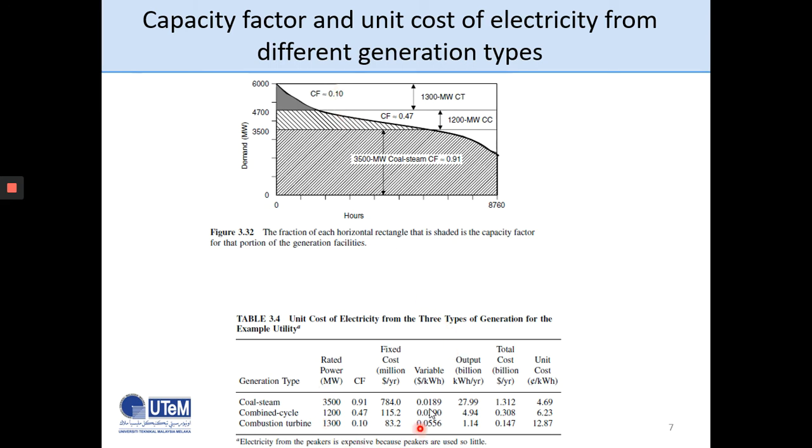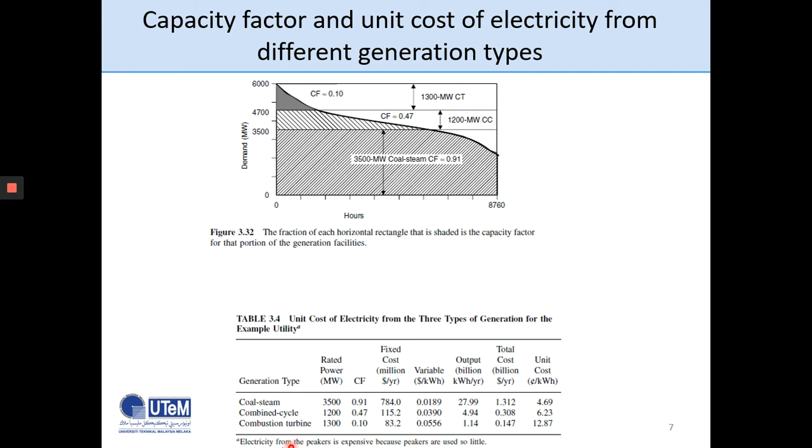So in terms of cost, of course, for coal steam, the total overall cost is going to be the cheapest. As we can see here, the unit cost, because we generate a lot, the cost per kilowatt hour is going to be only 4.69 cents if we assume the following conditions. But for the combustion turbine, because it's a peaking plant, we need to have it prepared throughout the year, but we only use it for a short period of time. So the cost per kilowatt hour is higher.